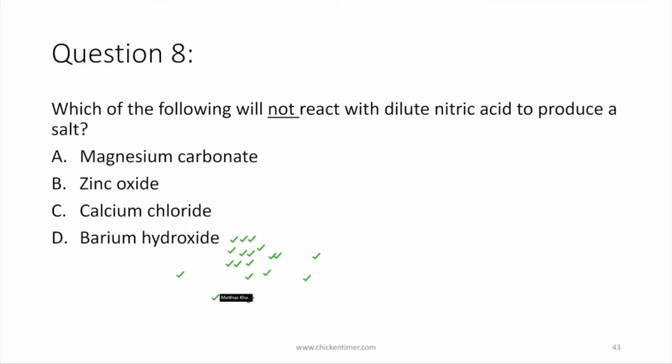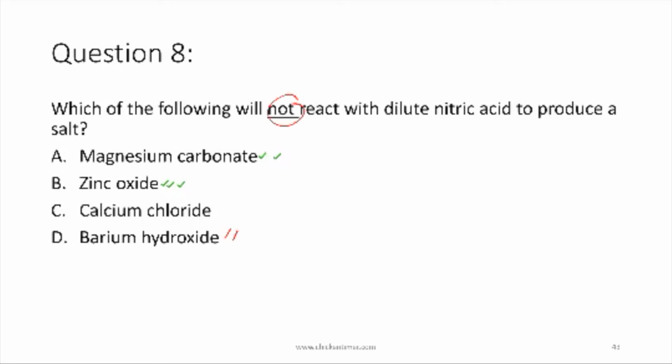A, not D. D is a hydroxide, is a base or alkali. Base will react with acids. So it will react with acid. So D isn't the answer. Oxides are bases. Magnesium carbonate is a carbonate. Carbonates react with acid. This is also a base. It reacts with acid. So there's not only one answer down there. There's the odd one out. So answer is C.